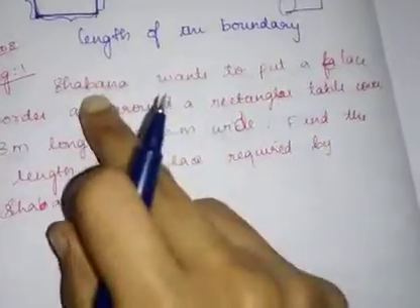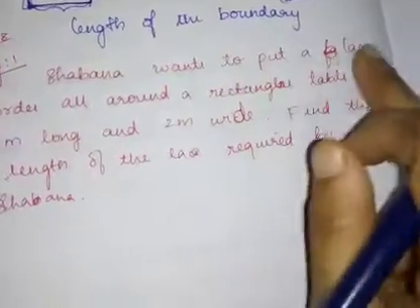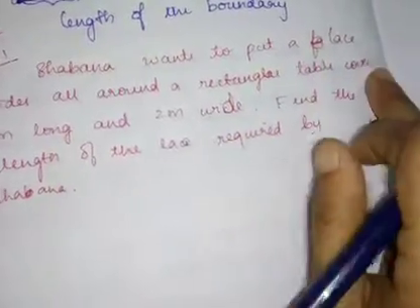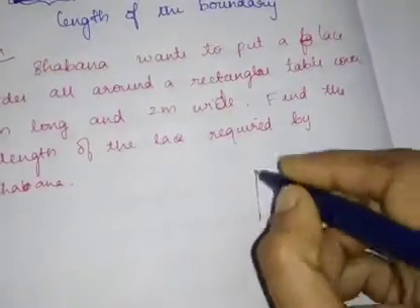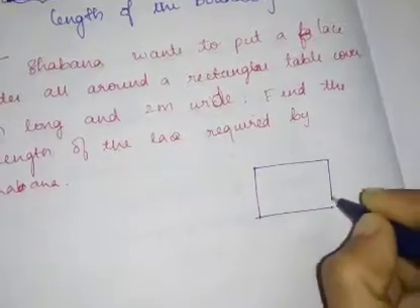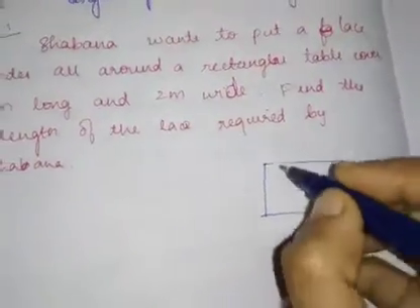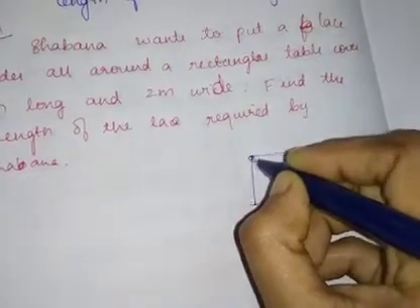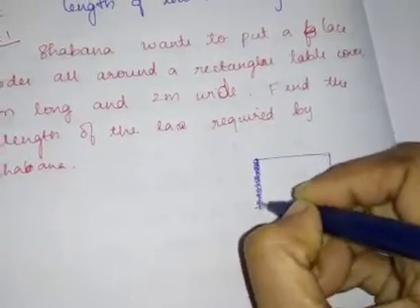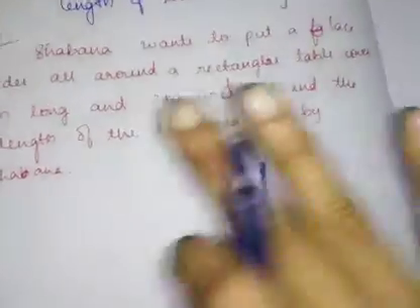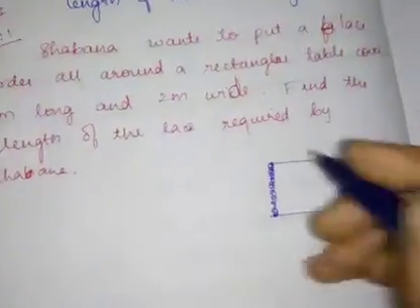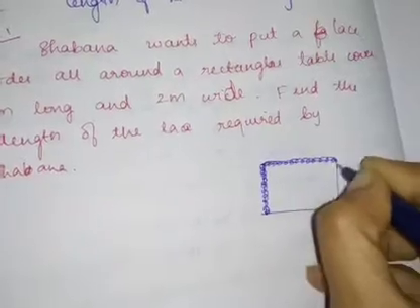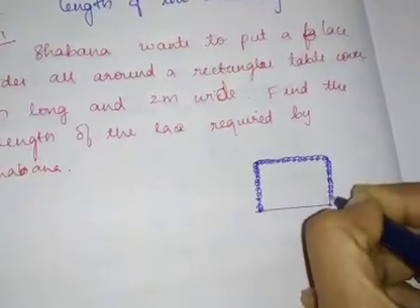Sabana wants to put a lace boundary around a rectangular table cover. See, your table is like this, in rectangle shape, children. She wants to put a lace on the border. Lace border means she will put this lace border here. She is keeping a tablecloth above this table, and that has a border like this. This border will be there.